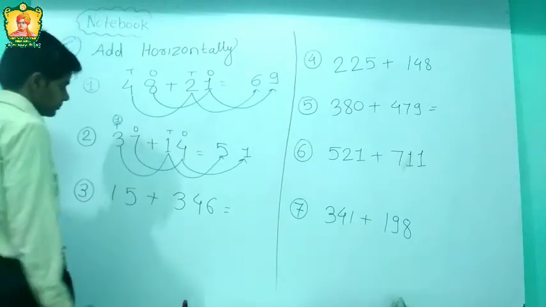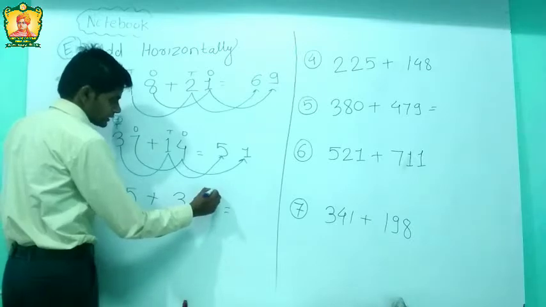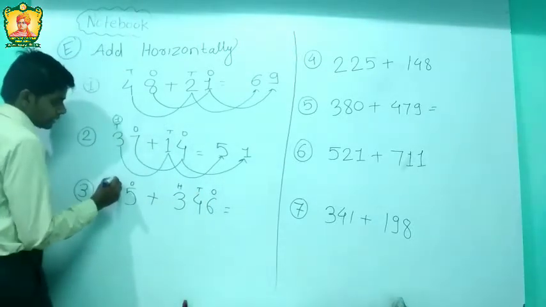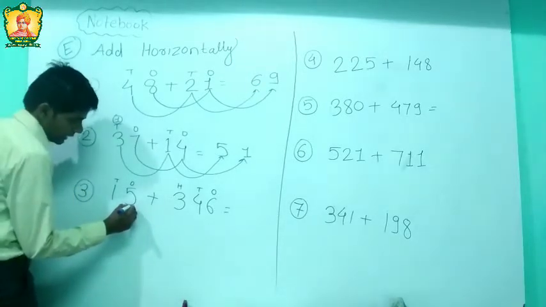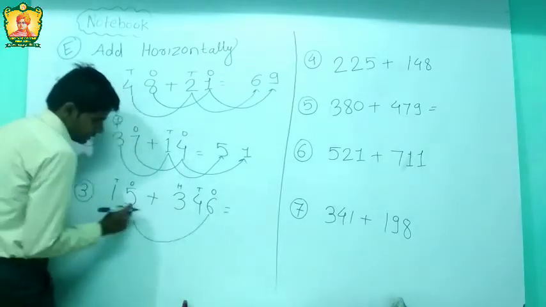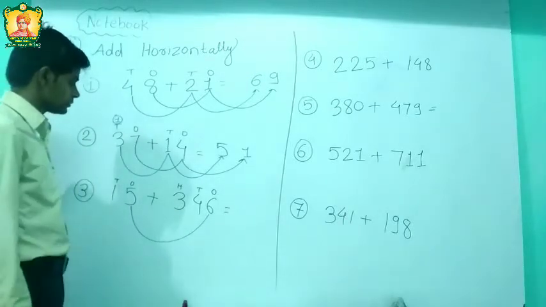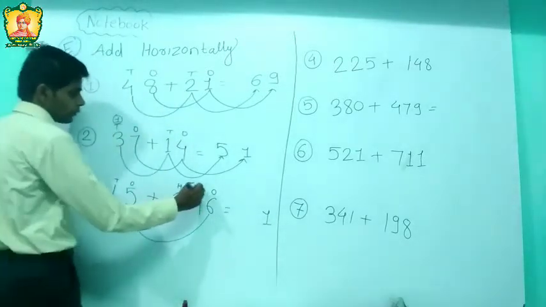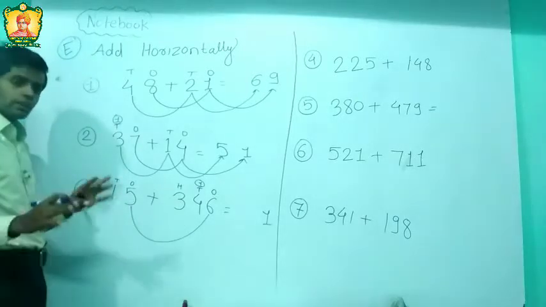Understood? Okay. Now let's do the third question. Look carefully. This is your 1, this is your 10, this is your 100. Now look here. Add the digits at the 1's place. 5 plus 6 gives us 11. Yes, 11. So we will write 1 here, and 1 will be carried forward to the 10th place.